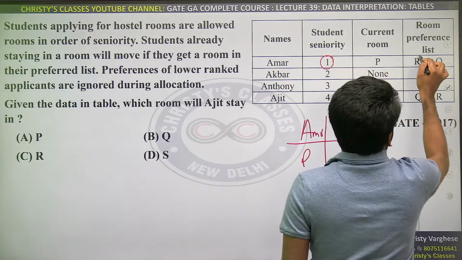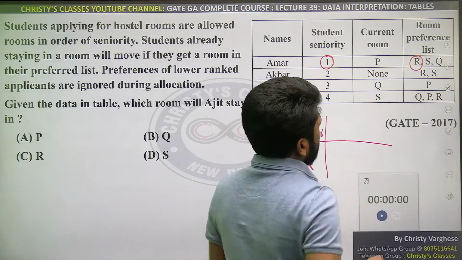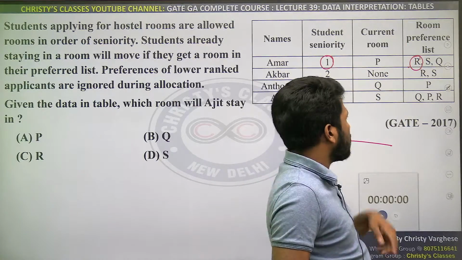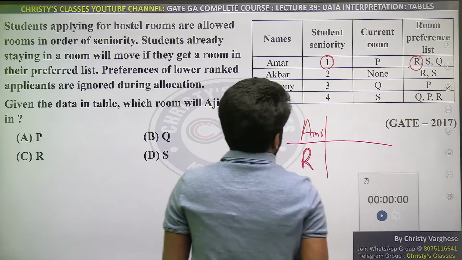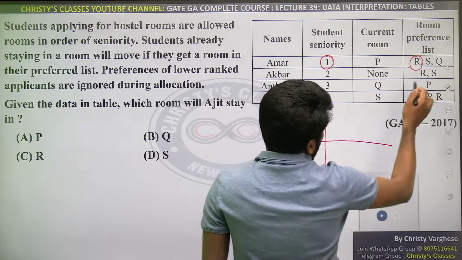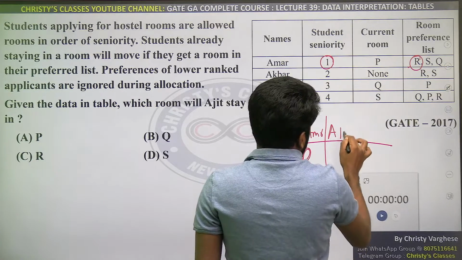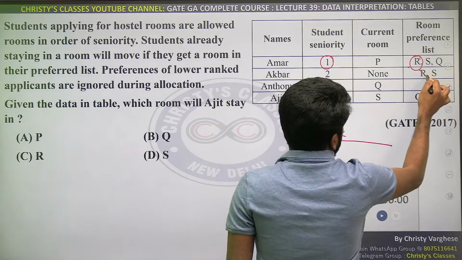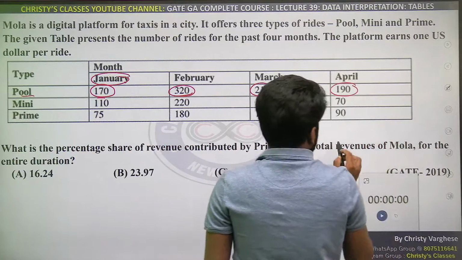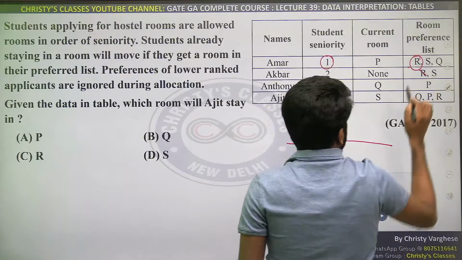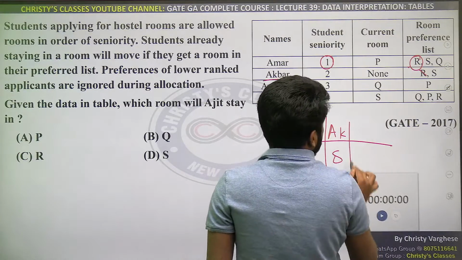Amar first preference is R, so Amar should be given R, because his first preference will be taken care of. First preferences are, second is S, third is Q, that is a meaning. And Akbar, as Amar already taken R, Akbar ko R nahi mil sakta. S only can be given. That is also the second preference. So that given, because Akbar is second senior, na? So Akbar can be given S.